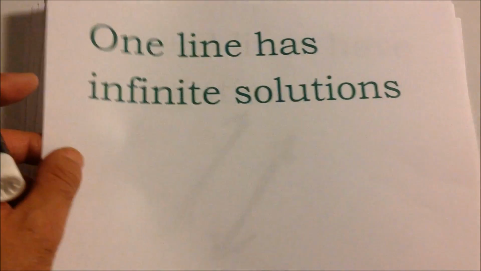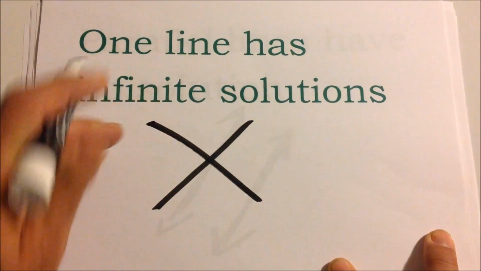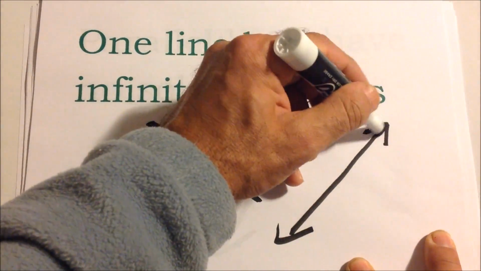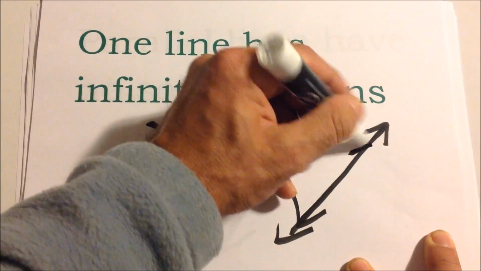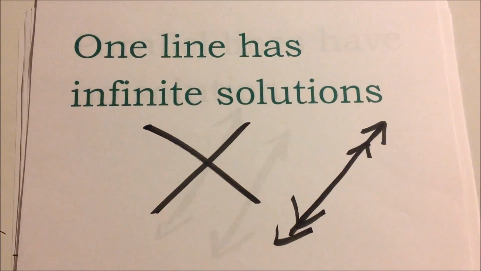Now, if you have one solution, they'll meet somehow, right? Like that. But if you have one line, and then there's another line on the same line, well, that's infinite solutions. So this is just an introduction to systems of equations. We'll do more in part 2.